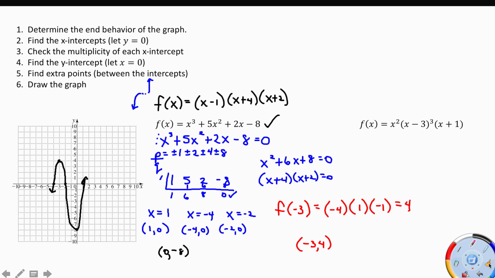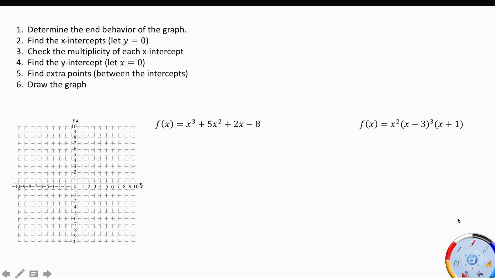All right, let's try it again with this equation over here. On this equation over here, they've already got it all factored up for me. So I can tell that I've got a 0 at x equals 0, a 0 at x equals 3, and a 0 at x equals -1. Now don't forget, I need to know the shape of my graph. So this would be an x squared times an x cubed times an x.